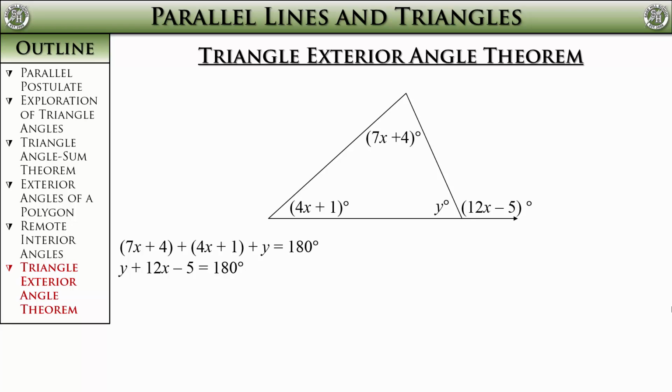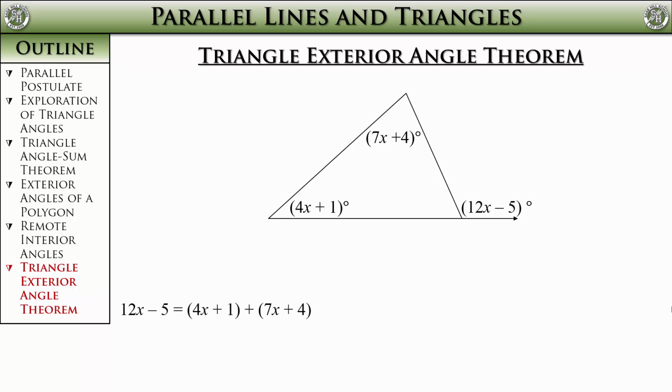However, we don't have to do that anymore. With the triangle exterior angle theorem, we can get rid of that system of equations. And we can get rid of that extra variable. And we can go directly to a simpler equation. We know from the theorem that the exterior angle, in this case the angle measuring 12x minus 5, is equal to the sum of the remote interior angles. That equation is much nicer. No system of equations, no second variable. This should be a trivial problem to solve. And that is how this last theorem will help save you some work.